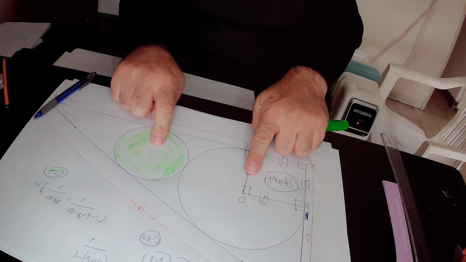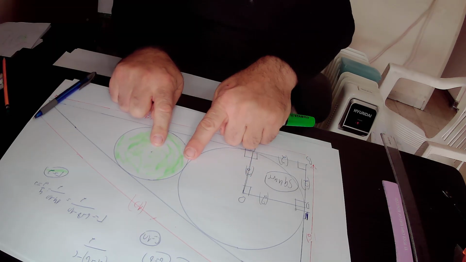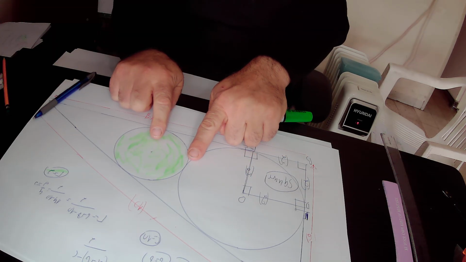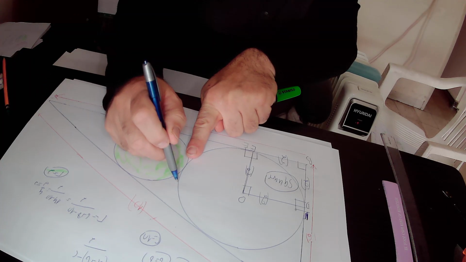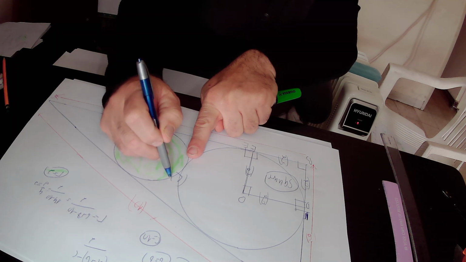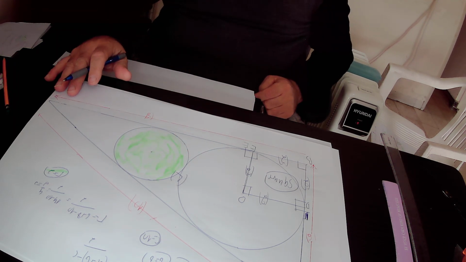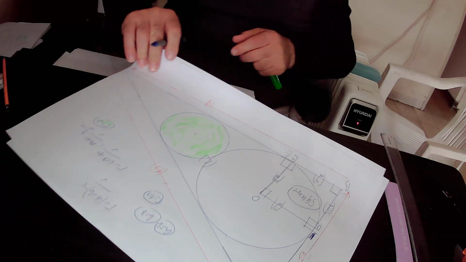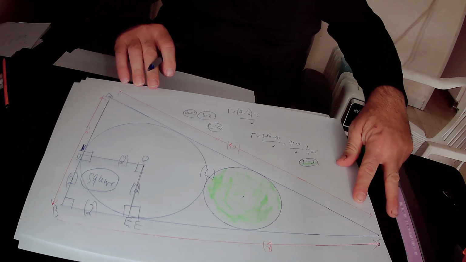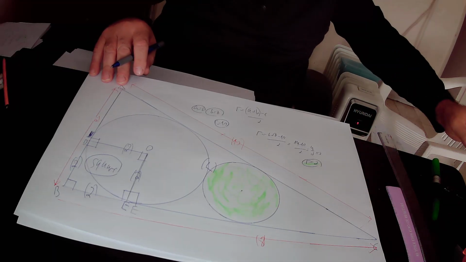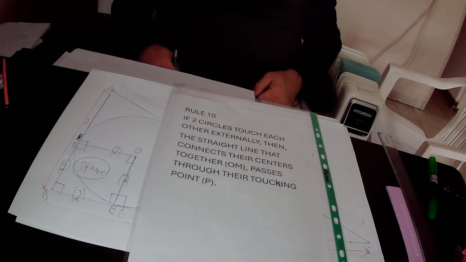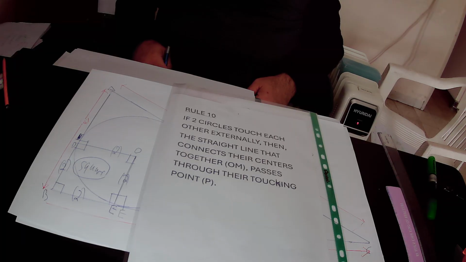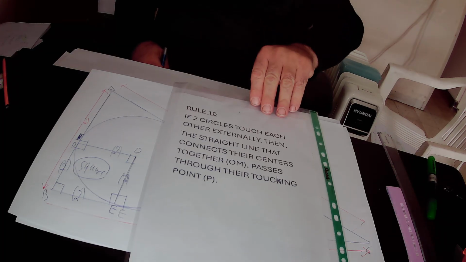Those two circles touch each other externally at this point. We define their touching point. This point is point L. And whenever you have two circles touching externally, you can implement rule 10. Let me quickly repeat rule 10. According to rule 10, if two circles touch each other externally, then the straight line that connects their centers together passes through their touching point.